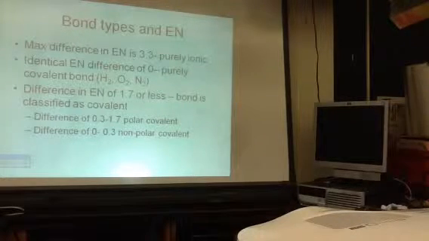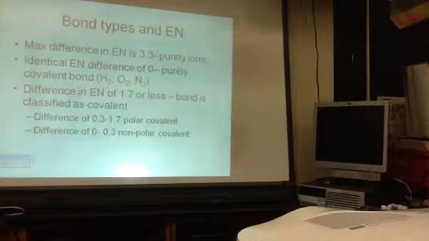Now, if we have two elements that love electrons exactly the same amount, they have identical electronegativities. What's the difference in their electronegativities? 0. They have no difference in electronegativity. So if you have no difference in electronegativity, that is a purely 100% covalent bond.